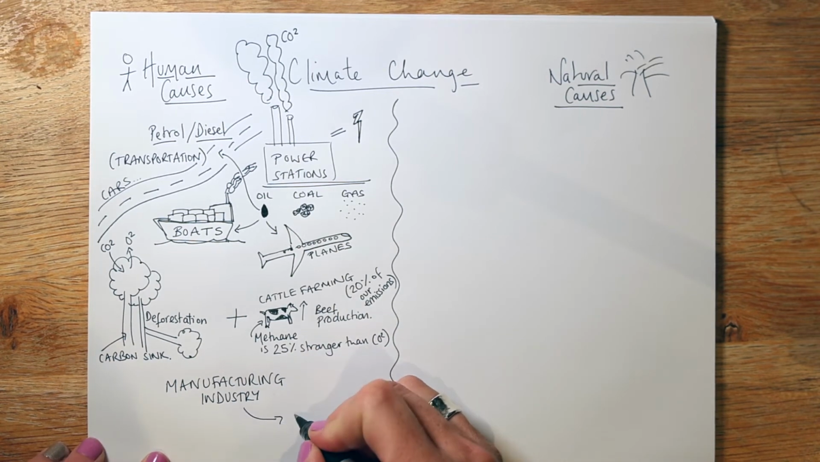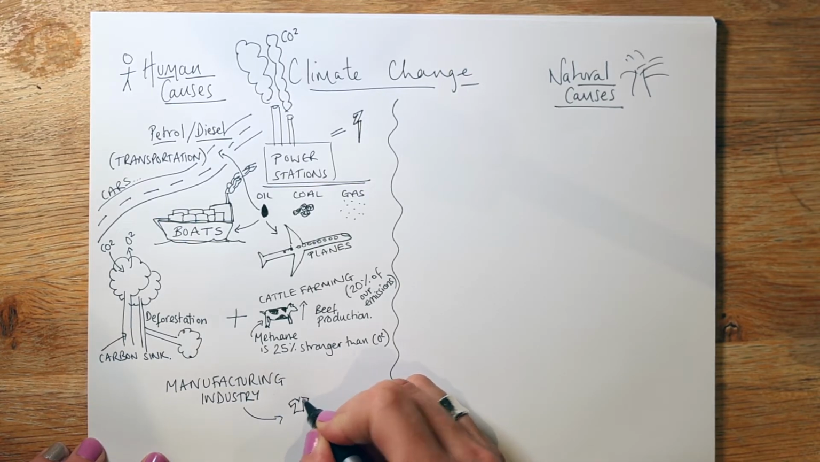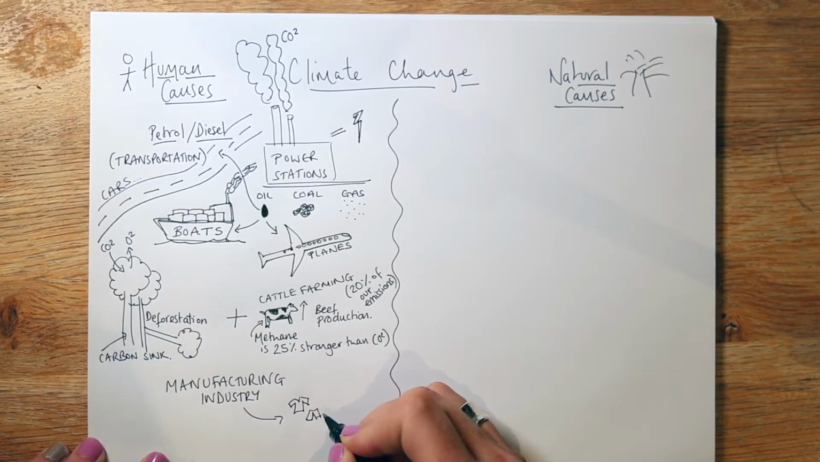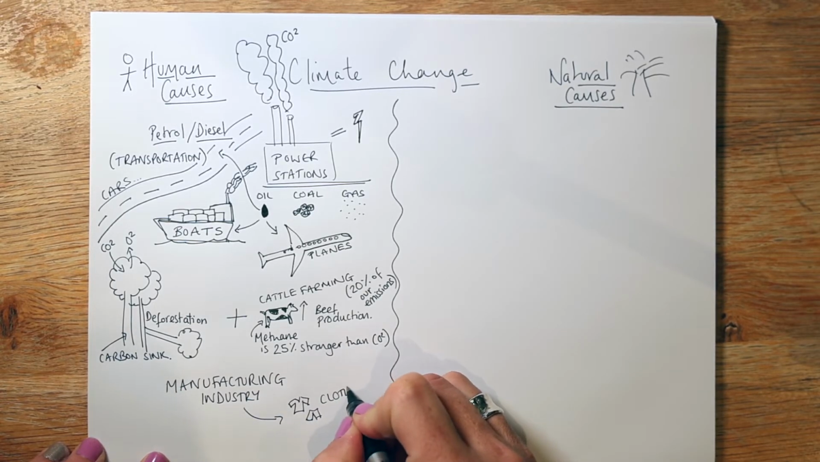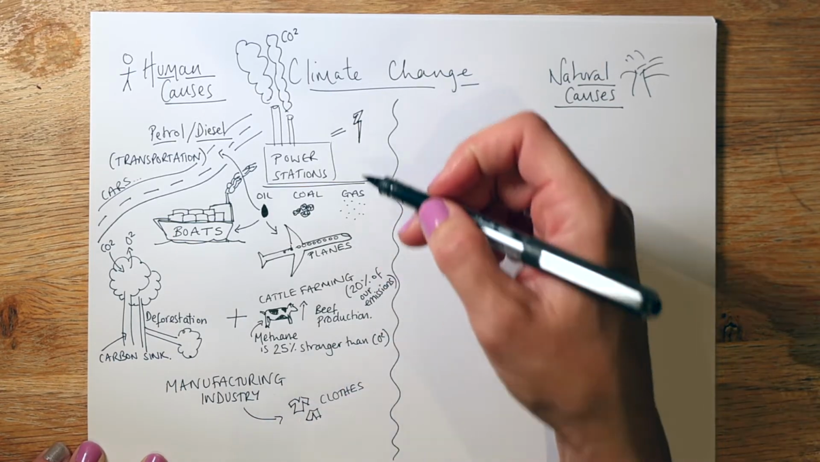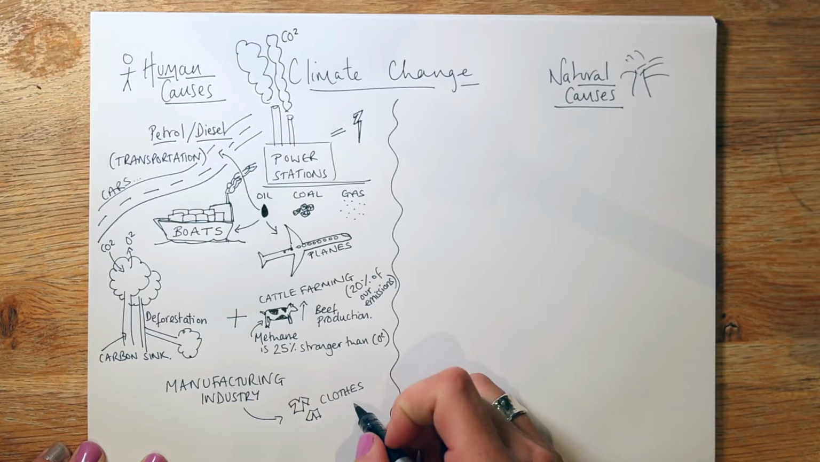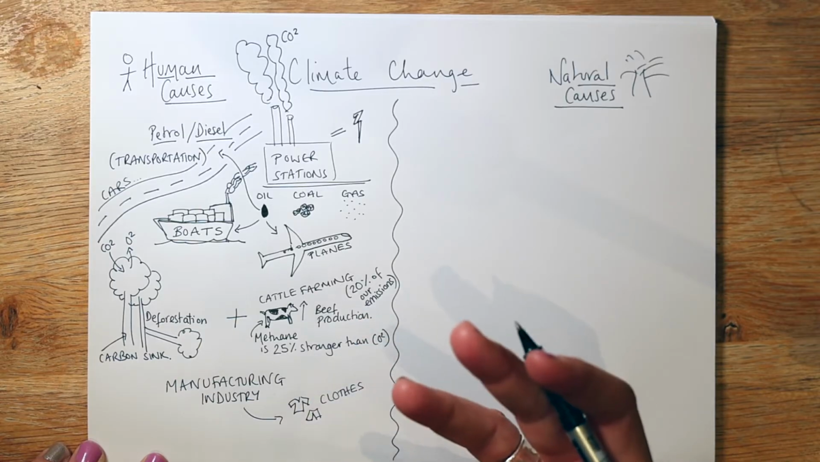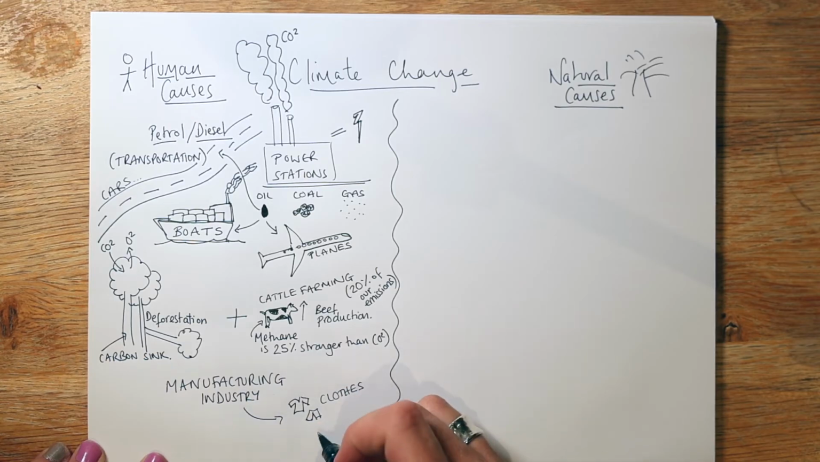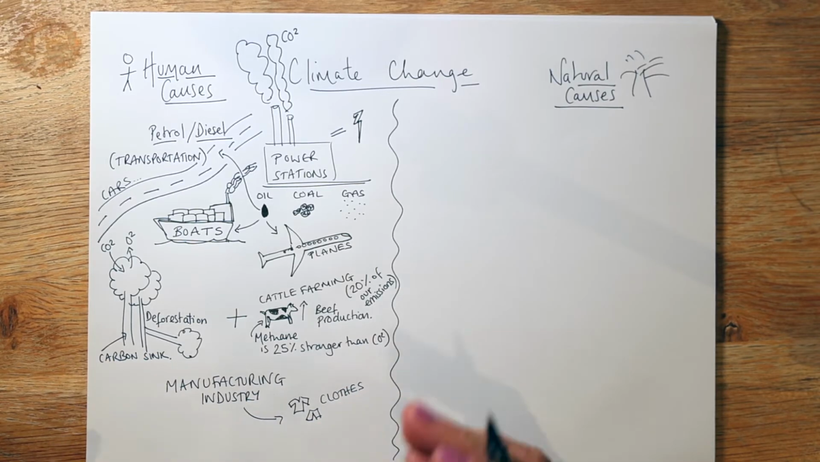So if you think about buying a t-shirt, or I don't know, a pair of shorts, all of these things use energy and have a carbon footprint. And actually the clothing industry is a huge one. Just think about the volume of clothes being used worldwide, it is massive.